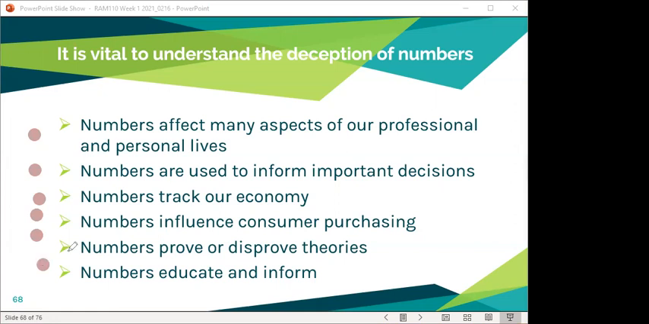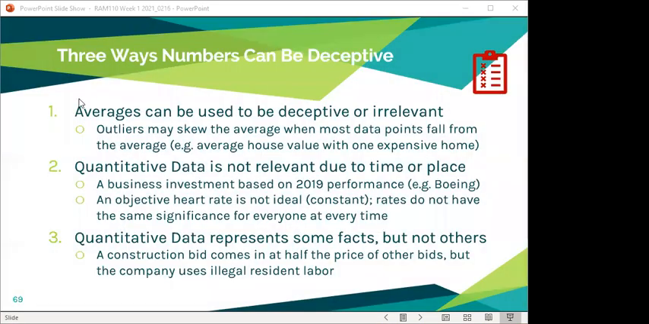So we have to understand that while we can receive statistics and read about statistics, it is important to validate or verify or create some measure of trust around those statistics. Three ways numbers can be deceptive. This is one of our learning objectives for today. First, averages can be used to be deceptive or irrelevant. Outliers, remember those extreme values we talked about? They may skew an average.